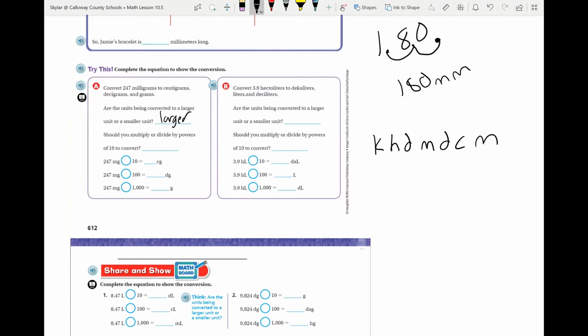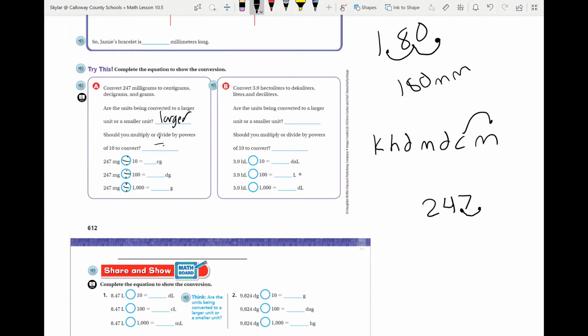You're moving to a larger unit, so we should divide. So divided by 10, divided by 100, divided by 1,000. So let's see what we've got. We've got 247 milligrams to centigrams. We move the decimal point once. So we went to the left. Let's move the decimal point once to the left.